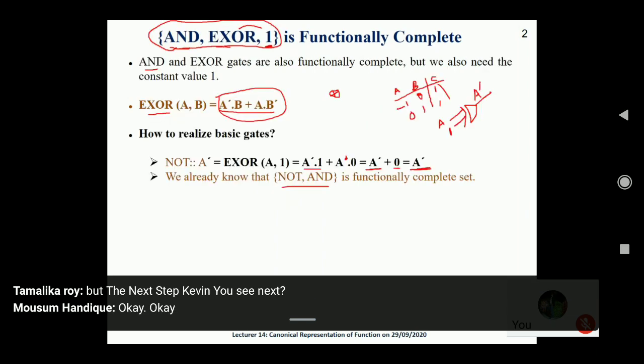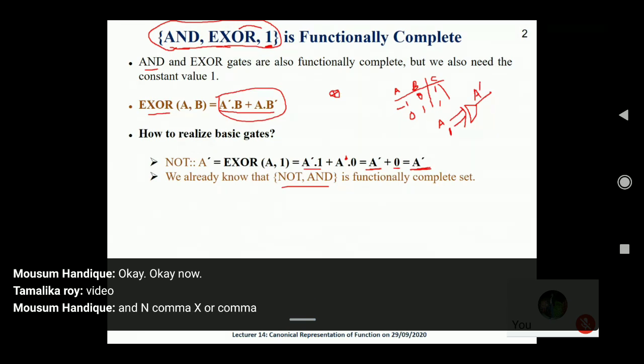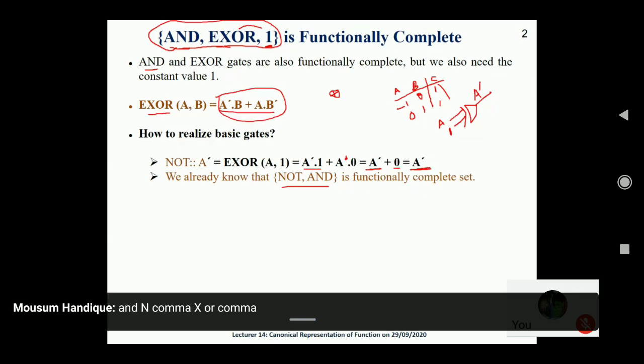AND, XOR, 1 is also functionally complete. Okay.